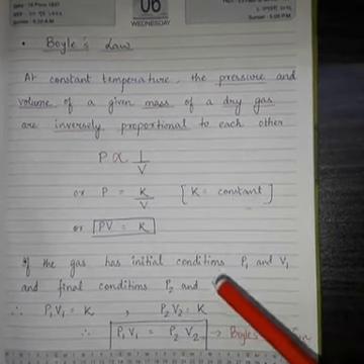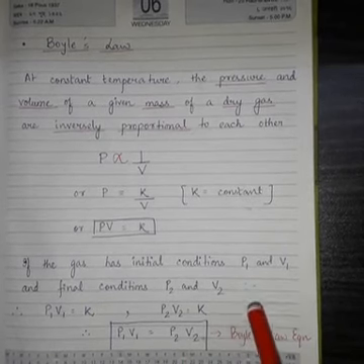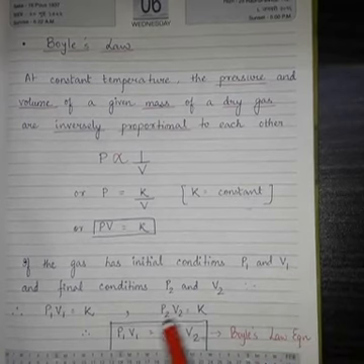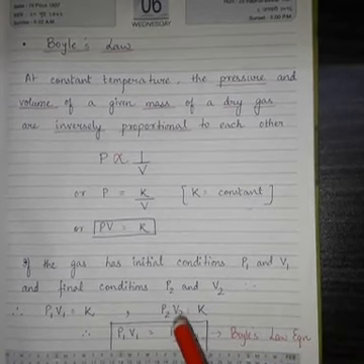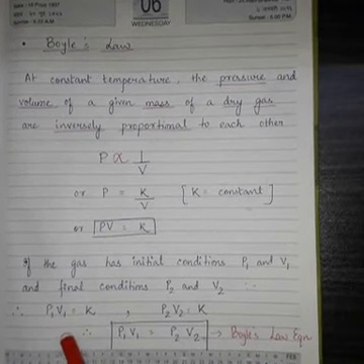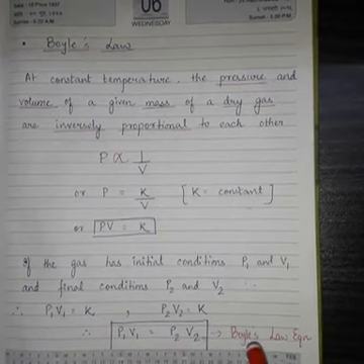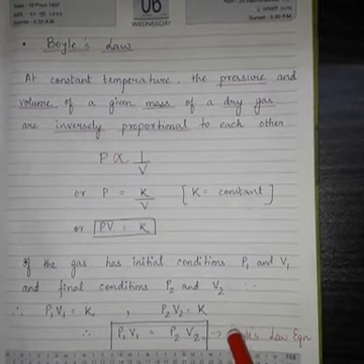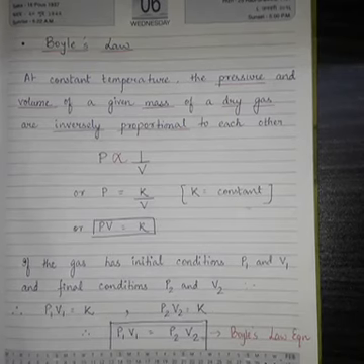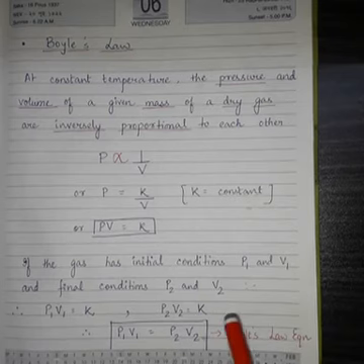I'll just repeat it for clarification. If my initial conditions before any reaction happens is P1 and V1, and if my final condition after the change is P2 and V2, therefore P1 into V1 is equal to K, which is any constant for a gas. P2 and V2 is also equal to K, which is again the constant for a gas. Therefore, P1 V1 is equal to P2 V2. My temperature remains constant. That is why I have not brought it into consideration for any calculation.